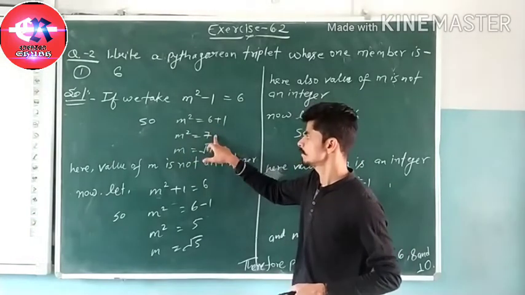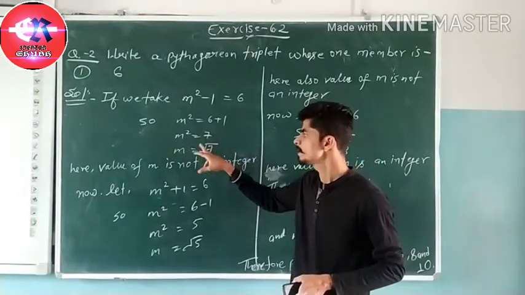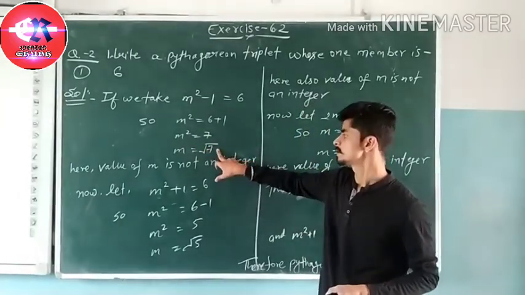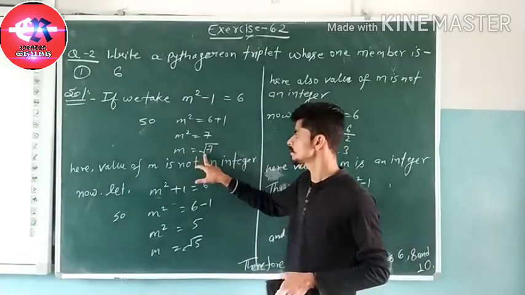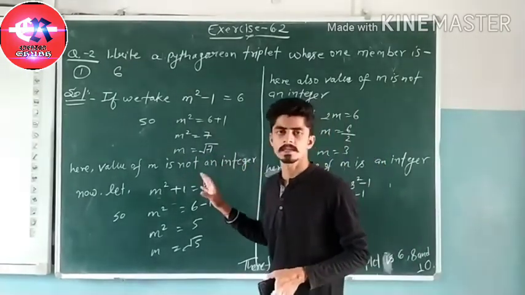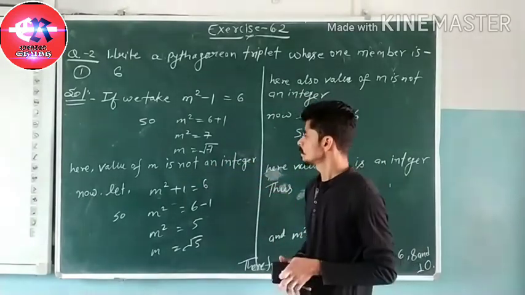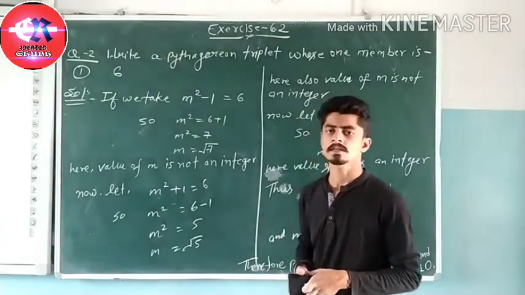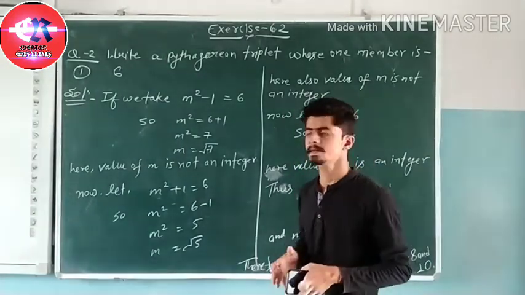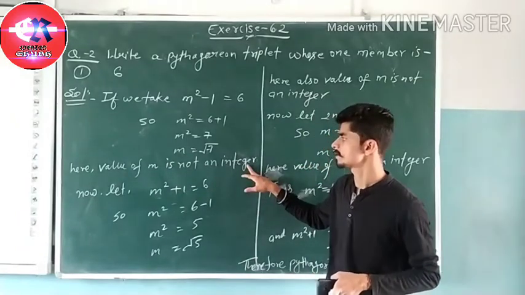m square is equal to 7. So when the square is transferred from LHS to RHS, it gives the under root of 7. That means we get m is equal to under root 7. It is not an integer, which means the value of under root 7 is not appropriate for what we want. So here the value of m is not an integer.